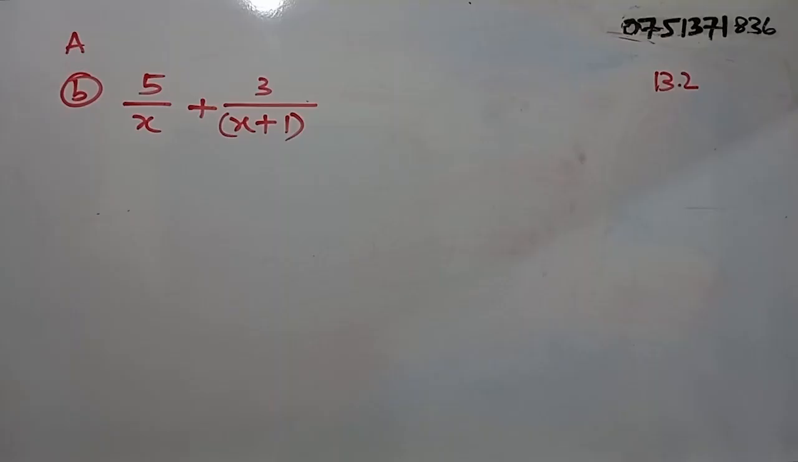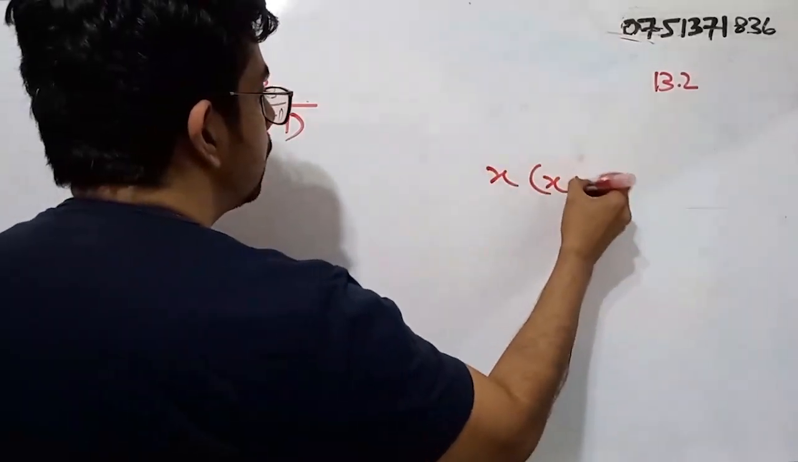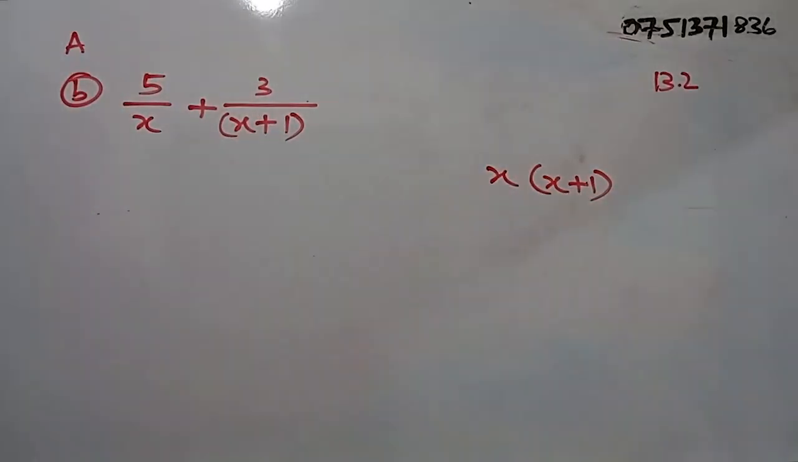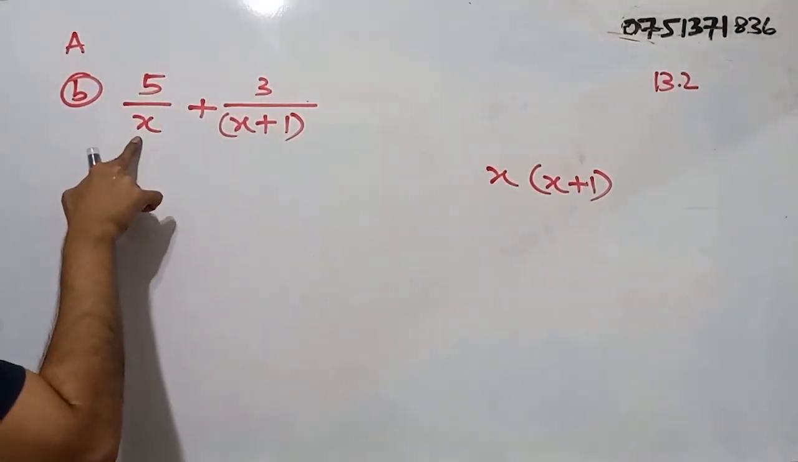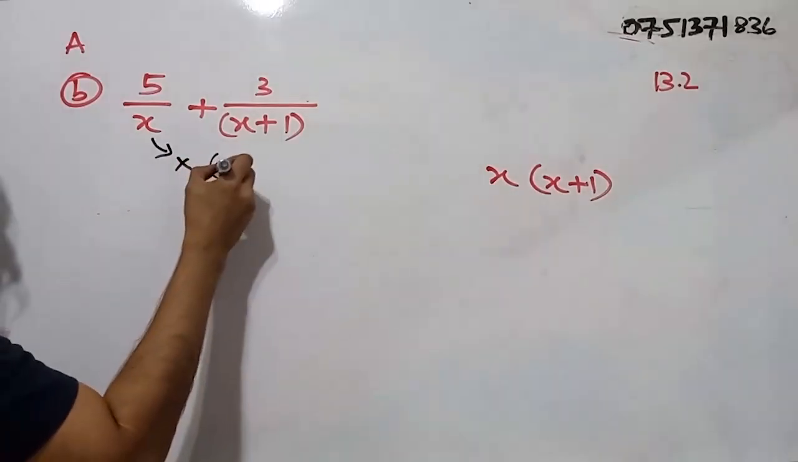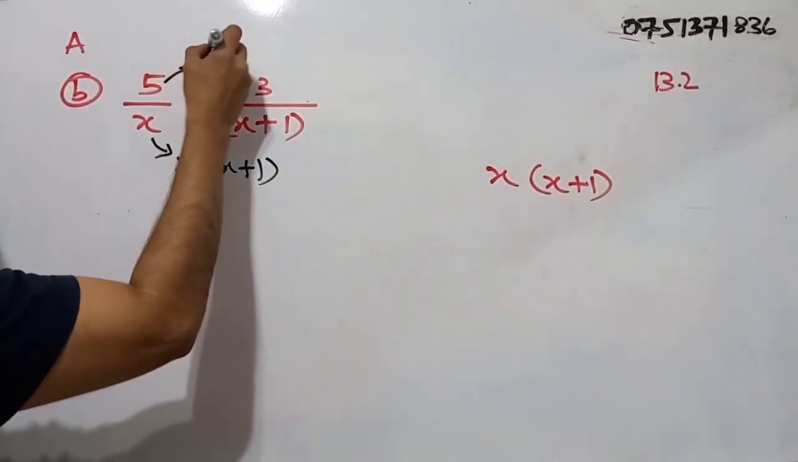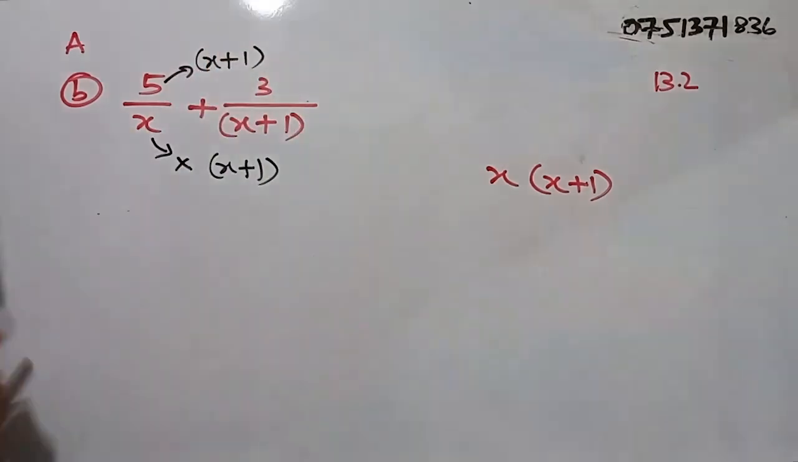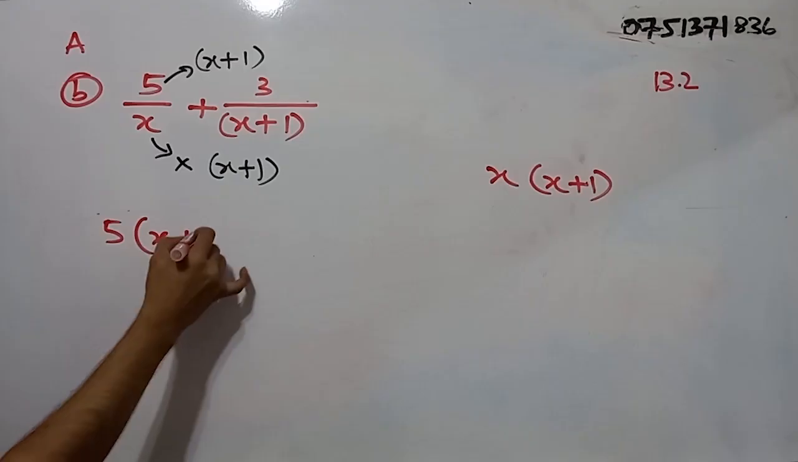Okay. So this is the next expression, right? So what will be the least common denominator? It will be x within brackets x plus 1. Okay. Right. So first fraction, right? Denominator x, we need to multiply that by what? We need to multiply that by x plus 1. So we need to multiply the numerator by x plus 1 as well, right? So there what do we get? 5 into x plus 1.